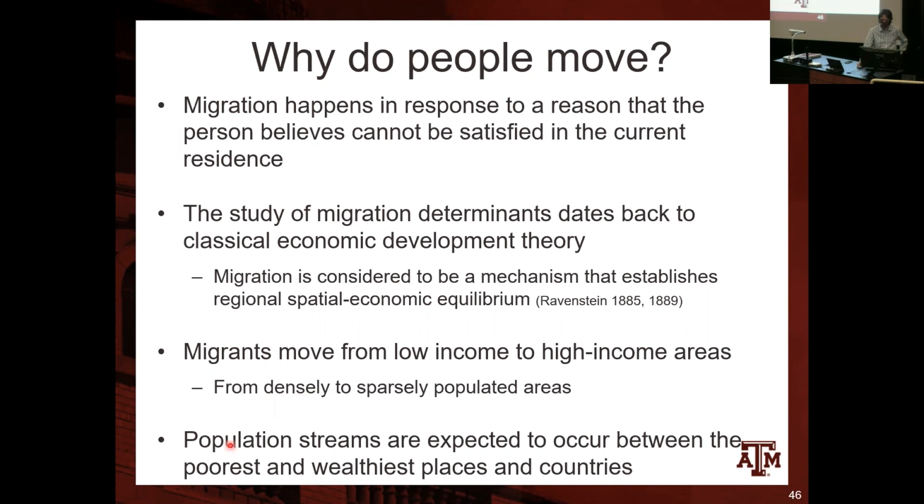And usually we expect, in terms of international migration, that the population flows are expected to happen between the poorest and wealthiest places and countries. So again, people tend to move from low-income countries, if you're talking about international migration, to high-income countries, right?